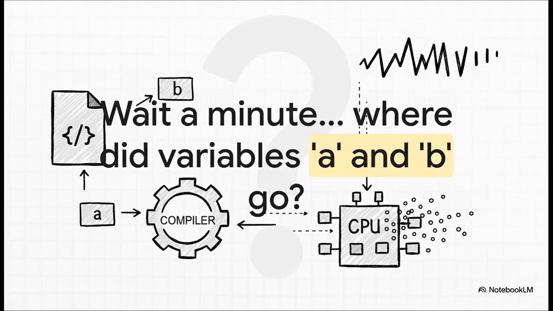But wait a second, let's pause. Look back at that assembly code. Where did our variables a and b go? They're just gone. What happened?